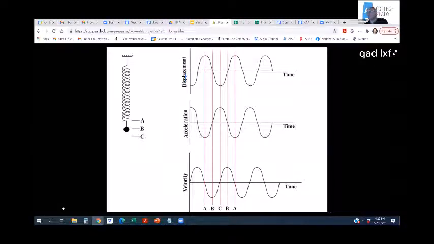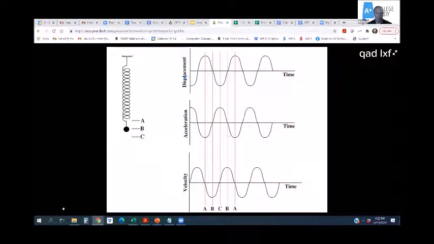You guys know that once we pull it down to C and let it go, there's going to be a restoring force that pulls it back up toward B. At point C, that's the maximum displacement. That means the restoring force is at a maximum because the displacement is at a maximum. That means the acceleration is at a maximum at C. Also, the elastic potential energy is at a maximum at C.